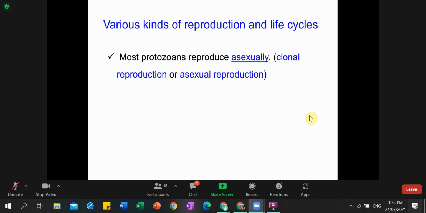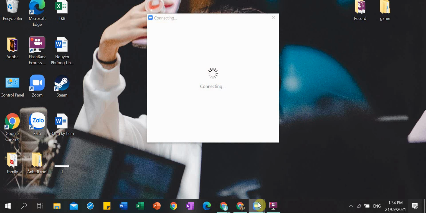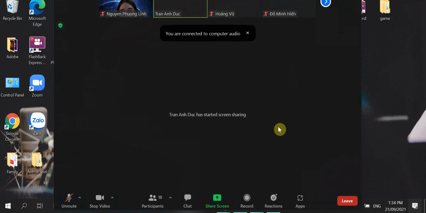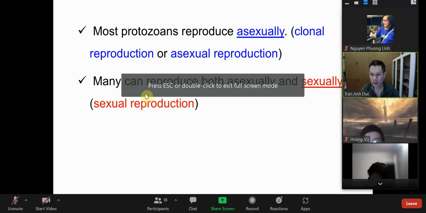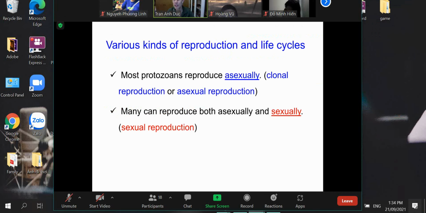So we have either reproduce asexually. You know what it means, right? Asexually, they don't need sex. So basically, you can say they don't need sex to reproduce. Different mechanisms. But interestingly, even though they're single cells, many of them can reproduce sexually.